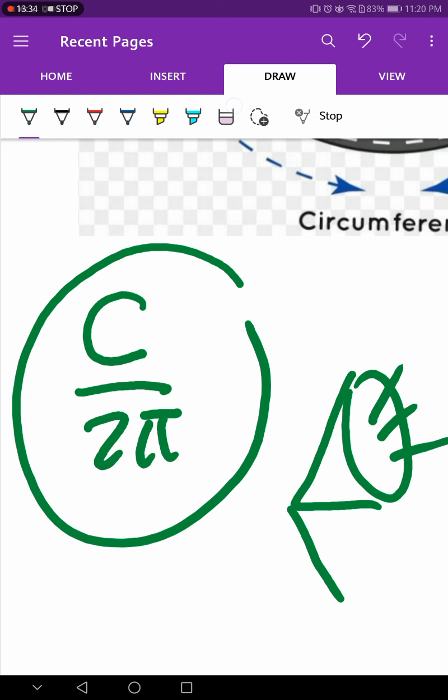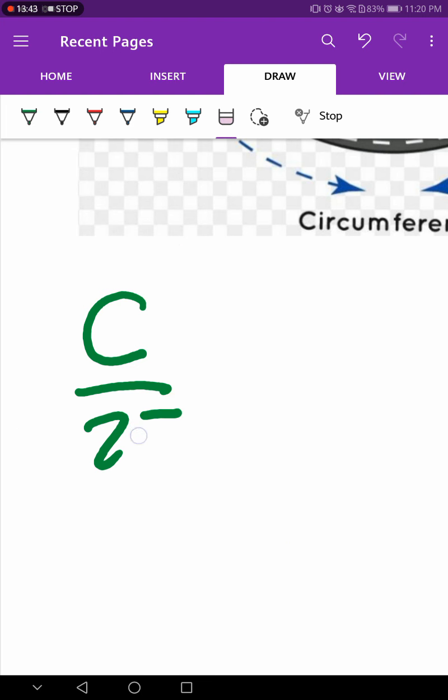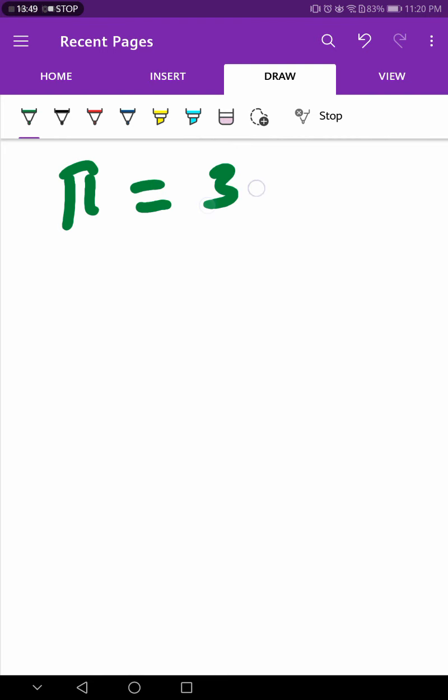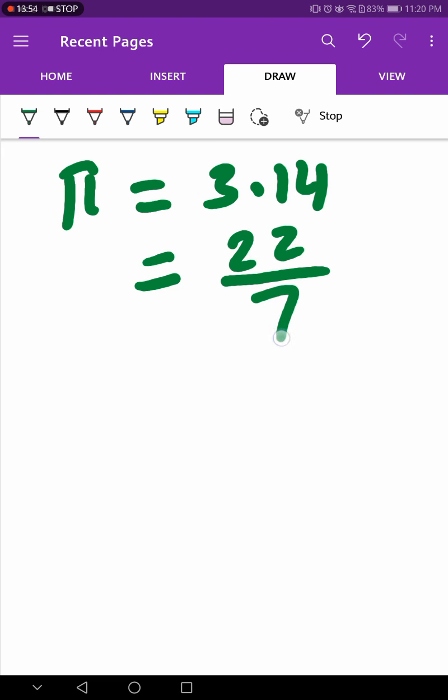Okay, now let us talk a little bit about the pi. Where does it come from? Actually, if you ask me what the pi is, it is a number equal to 3.14 or 22 over 7. Okay, but teacher, can you tell me where we get this pi from? Yes, I can tell you.